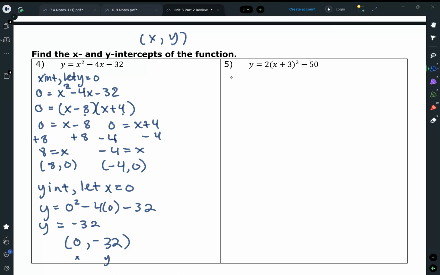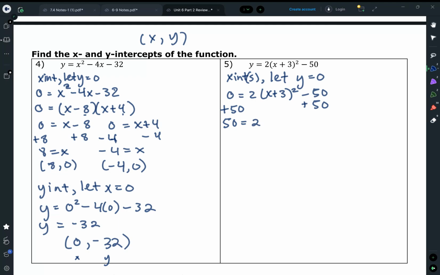Okay, next one we're doing the same thing to find our x-intercepts. And there might be one, there might be none. So we have seen that on some of the assignments. We're going to let y equal 0. So 0 equals 2 times the quantity x plus 3 squared minus 50. Add 50 on both sides. Then we're going to divide by 2. Our strategy is always to isolate our squared quantity and then take a square root.